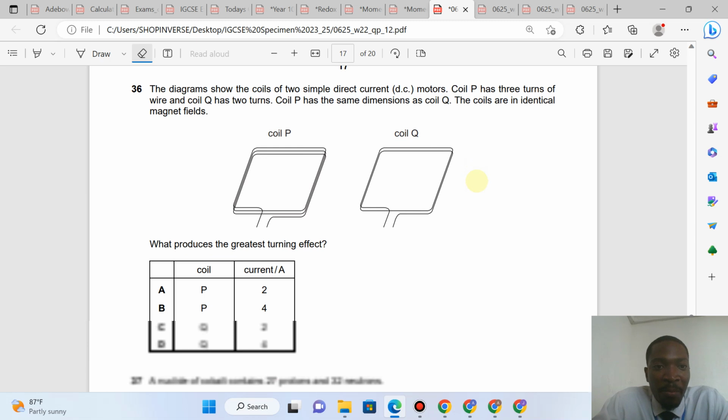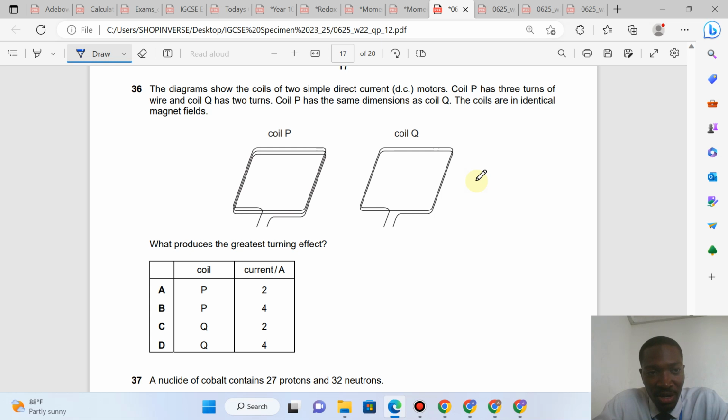Question 36. The diagrams show the coils of two simple direct current DC motors. Coil P has 3 turns of wire and coil Q has 2 turns. Coil P has the same dimension as coil Q. The coils are in identical magnetic field. What produces the greatest turning effect?